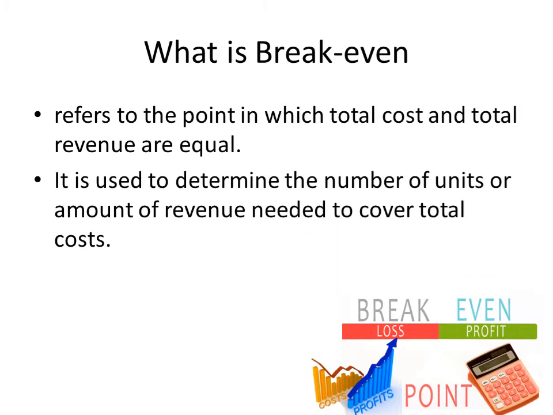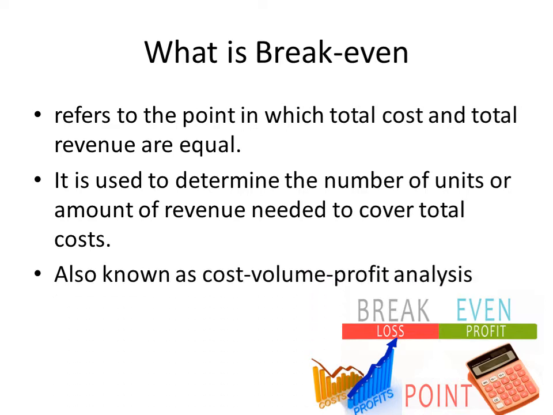Next, it is also used to determine the number of units or amount of revenue needed to cover total cost. And we know total cost is composed of variable and fixed costs. So it is also known as cost-volume-profit analysis. Why cost-volume-profit analysis? Because it involves the cost and the number of units, so that we will be able to determine the number of units that will recover the total cost.